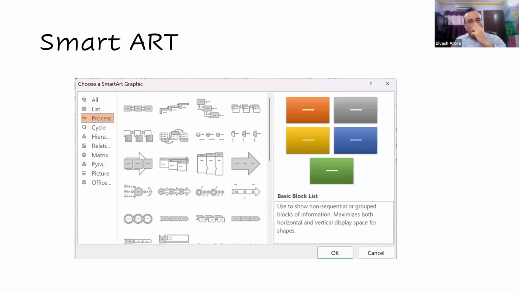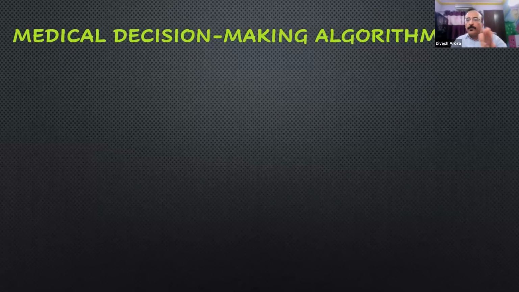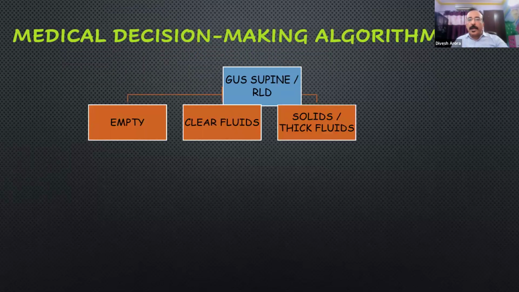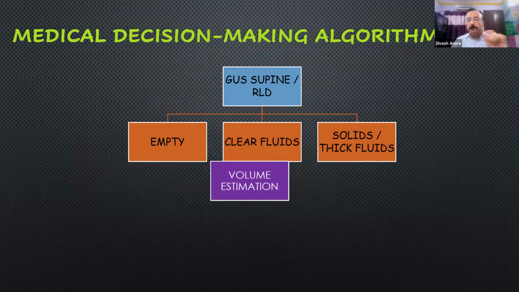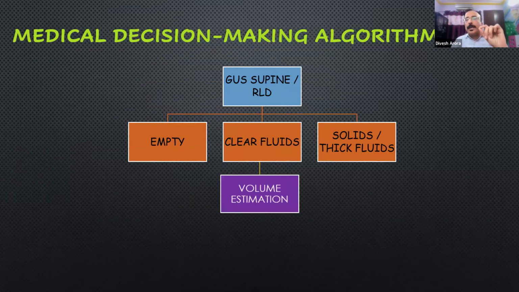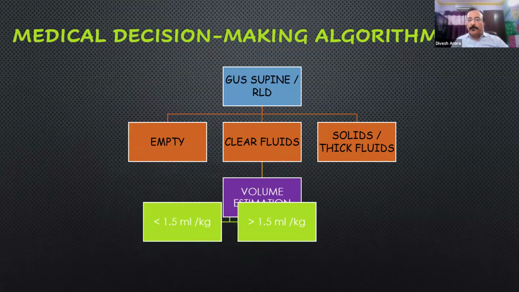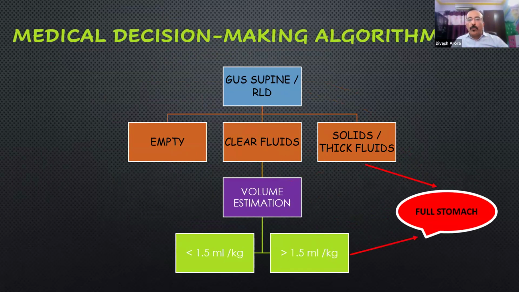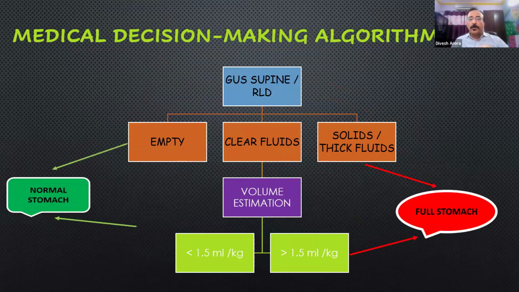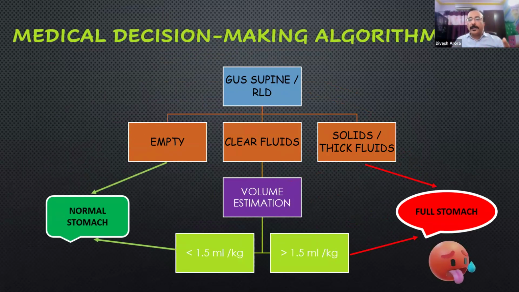Like this, I use SmartArt. In my slides, you will find a couple of examples which I have already used. This is gastric ultrasound. So this is the decision-making algorithm which I made with the help of SmartArt, and I used the animation that is bounce. So you can see for yourself, this becomes very easy to show what actually I want to show instead of writing with the help of text.